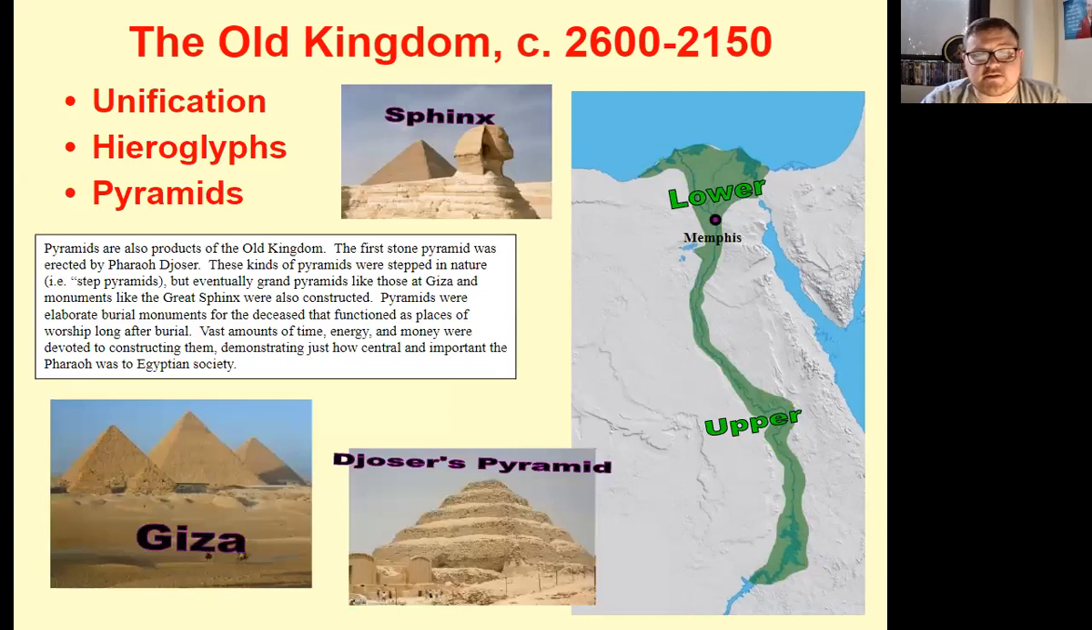Pyramids are also products of Old Kingdom Egypt. The first stone pyramid was erected by Pharaoh Djoser. These kinds of pyramids were stepped in nature, but eventually grand pyramids like those at Giza and monuments like the Great Sphinx were also constructed.